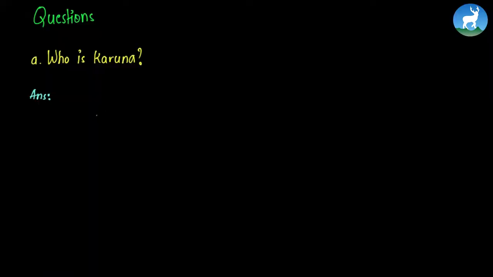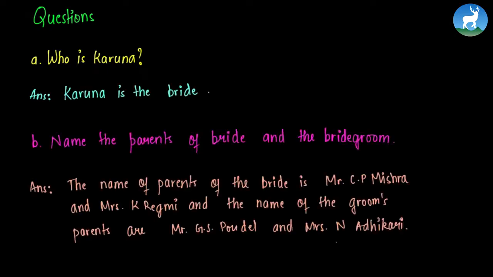The first question is, who is Karuna? We already know that Karuna is the bride and she is the daughter of Mr. C.P. Mishra and Mrs. K. Regme. We can just write Karuna is the bride. The name of parents of the bride is Mr. C.P. Mishra and Mrs. K. Regme, and the name of groom's parents are Mr. G.S. Paudel and Mrs. N. Adhikari.